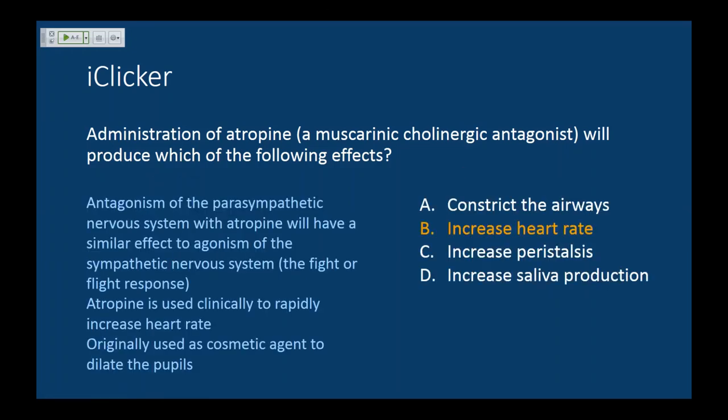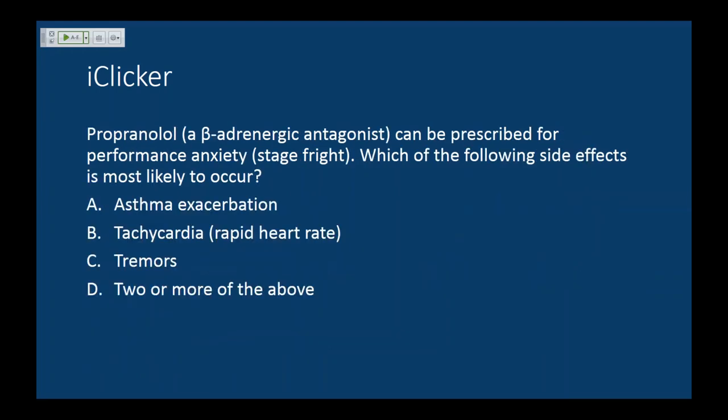Okay, part of the sympathetic response is an increase in heart rate. You know, the adrenaline flow increases your heart rate so you can fight or flee. Okay, and as I say here, antagonism of the parasympathetic nervous system has a sympathetic response. And this increase in heart rate is actually still used clinically, and atropine can be given to rapidly increase a patient's heart rate. Again, atropine is probably not going to be on your test, but these concepts are important, and you could see an application question like this. One more.